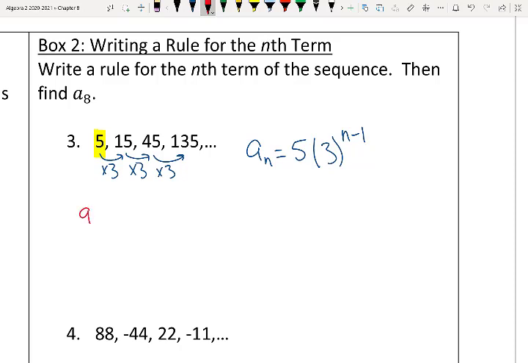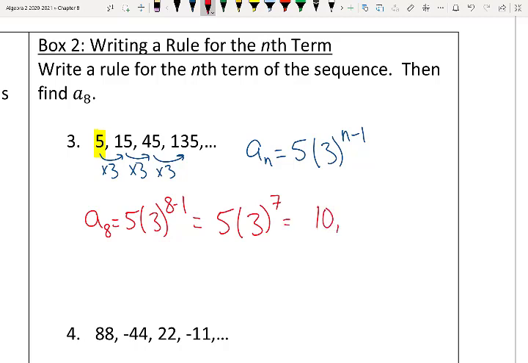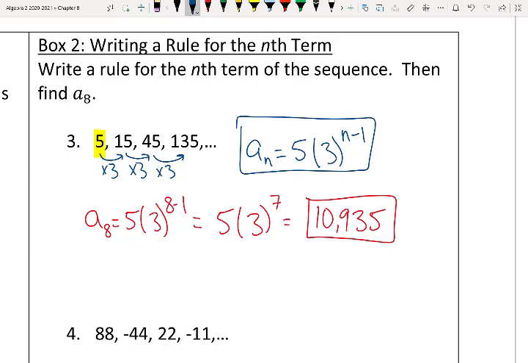So I'm going to make this a little bit bigger. To find a sub 8, I'm going to just do 5 times 3 to the 8 minus 1 power, which is 5 times 3 to the 7th power. And I can use my calculator to calculate that this comes out to 10,935. Let's box this in just because they do ask us for both of those two things. So there's my equation, and there is the 8th term.